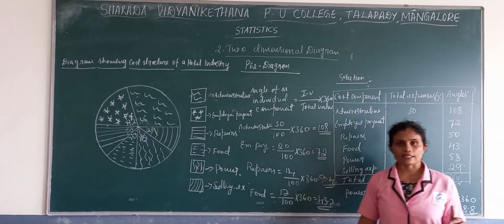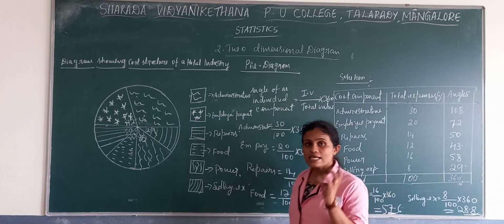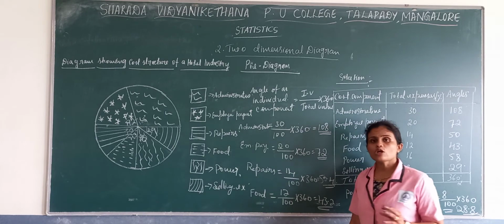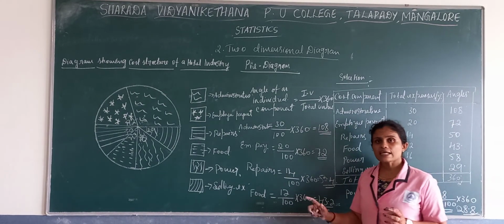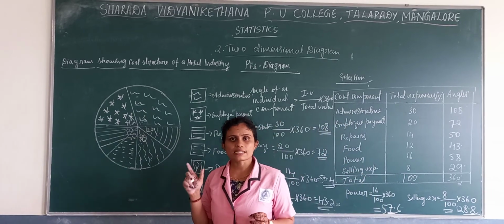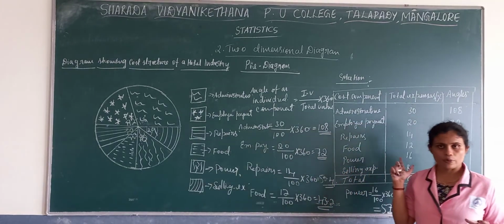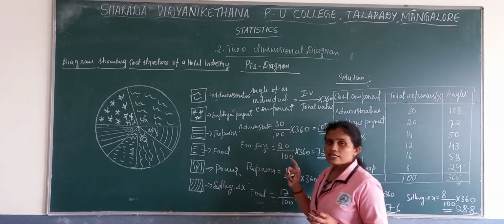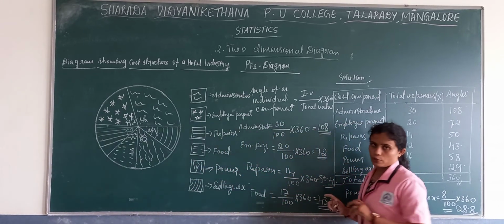What is a pie diagram? A pie diagram is one where a circle is subdivided into different segments in order to represent the given components. Is it clear? It is the diagram where a circle is divided into different segments in order to represent the given components.